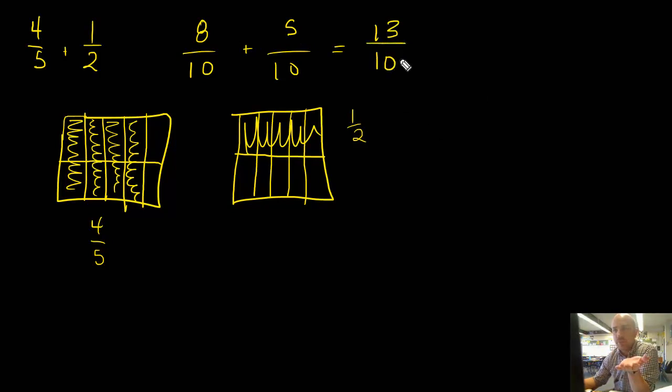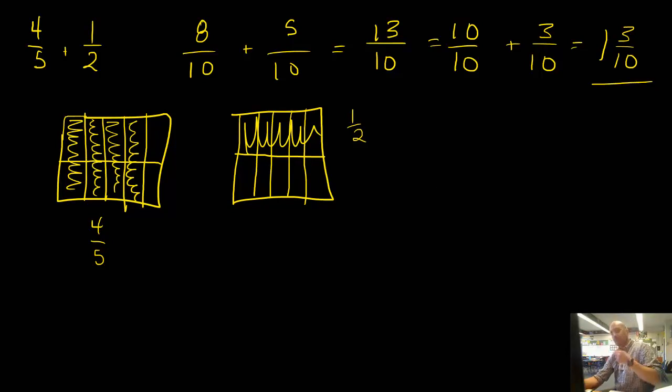Now how do I go about expressing that as a mixed number? What is a whole? A whole is 10 tenths, right? And if I have 10 tenths, I'm 3 tenths short, so 10 tenths plus 3 tenths would equal my 13 tenths. And that 10 tenths is a 1, and that would leave me with 3 tenths left over, and my problem is done. So I have 1 and 3 tenths as my final solution.